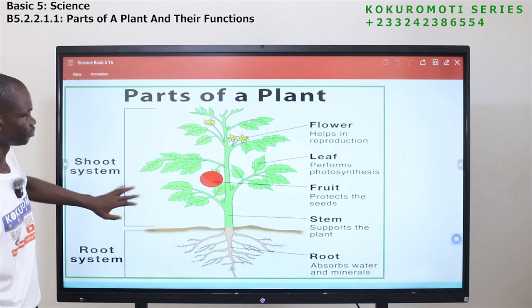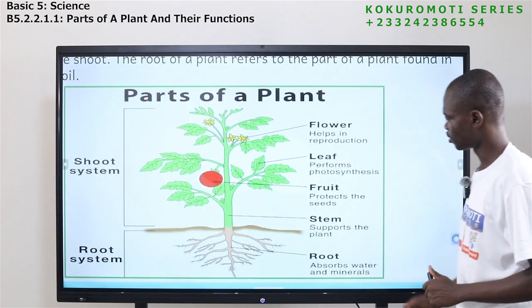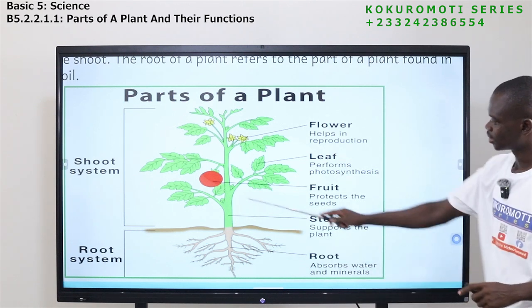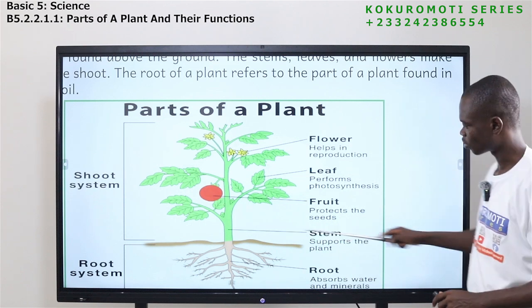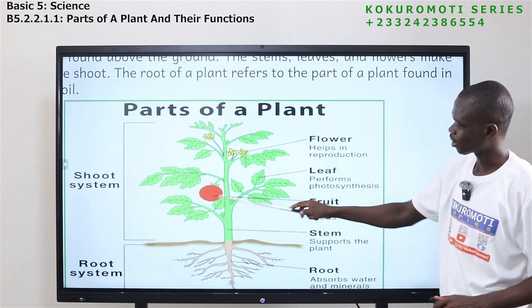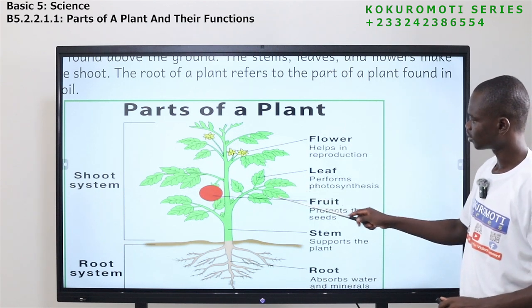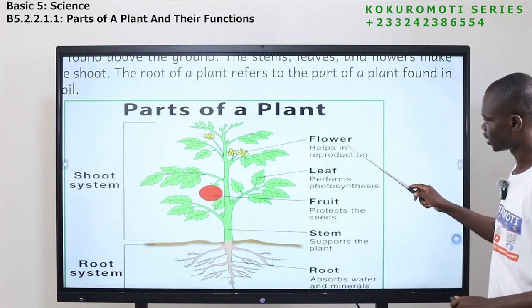Okay, now let's look at the parts. We have roots. So the root is here. This part is called the stem. Now, have you seen this? This is fruit. And this is what we call leaf. The flower is also here.